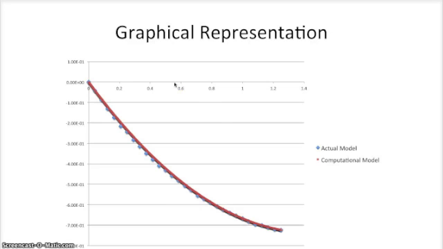So here I made a graphical representation in order to compare the actual model to the computational model. And you can see that there are minimal differences between the two, meaning that the computational model does in fact accurately predict the actual model's motion.